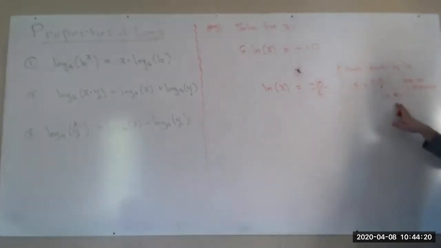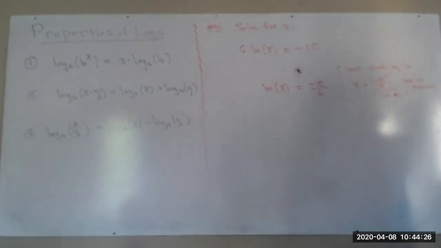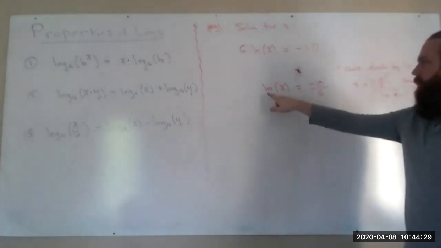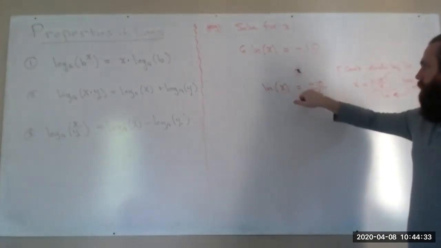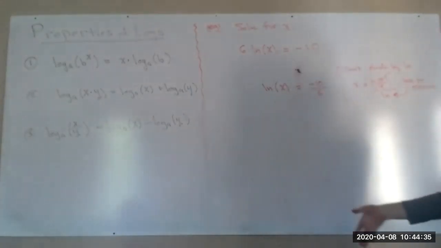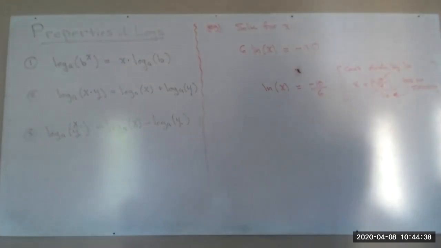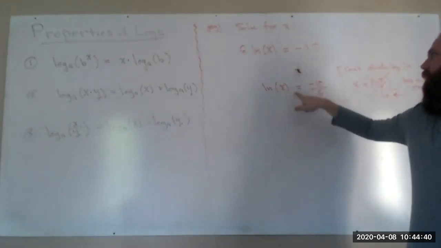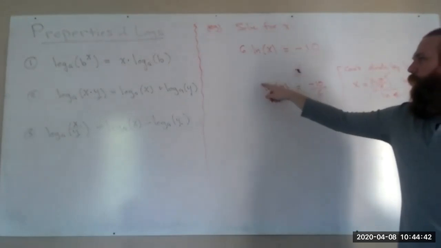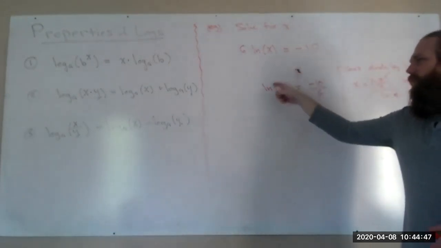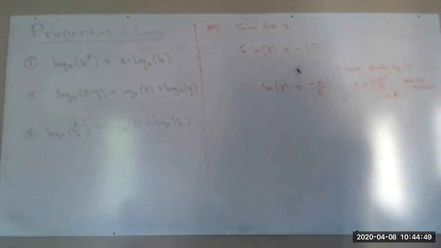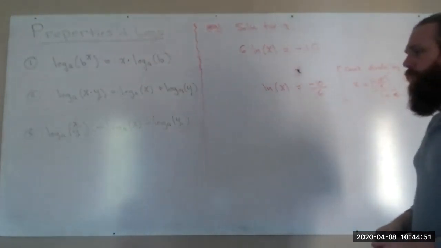I do see stuff like this from time to time. Please, please don't do it. All right, that's no good. Because this ln here, this isn't a number. It's a function. So if this was the square root of x equals negative 10 over 6, you would square both sides. Since this is the ln of x equals negative 10 over 6, I need to do whatever has the same relationship as squaring to square roots to ln. And the magic new word here is exponentiate.